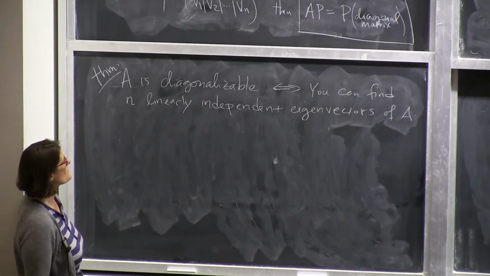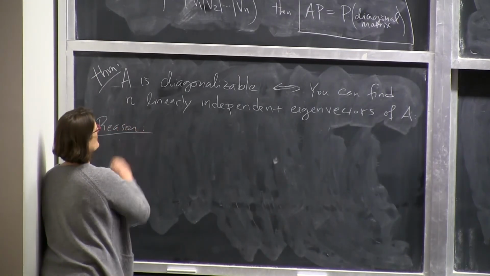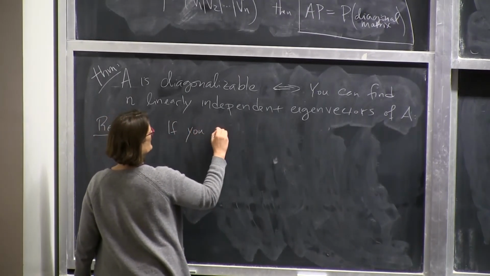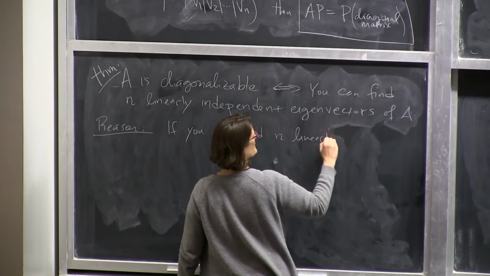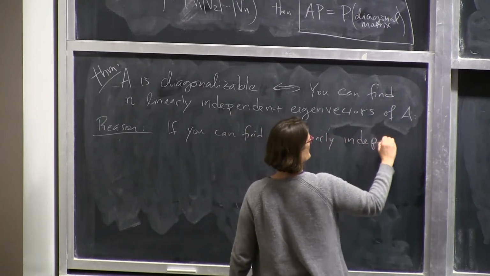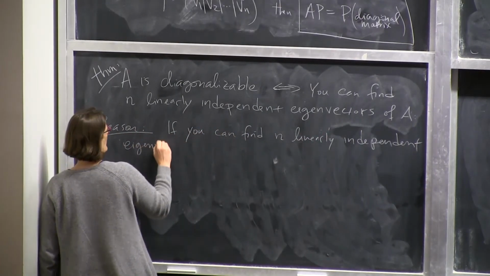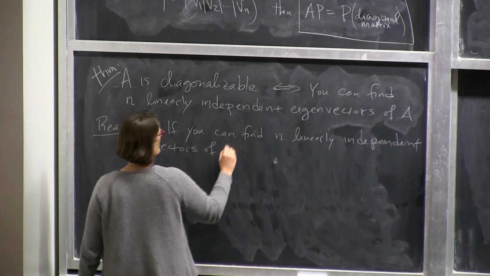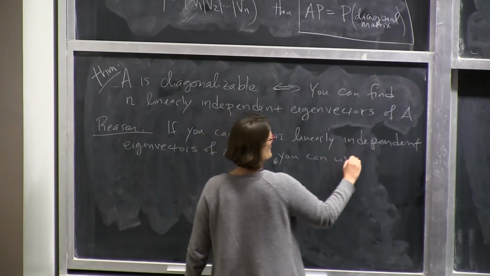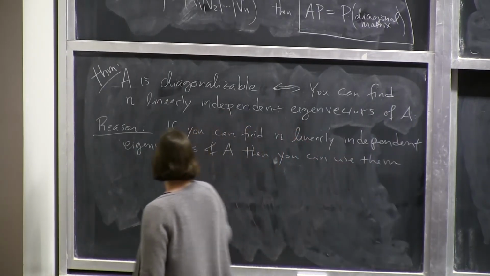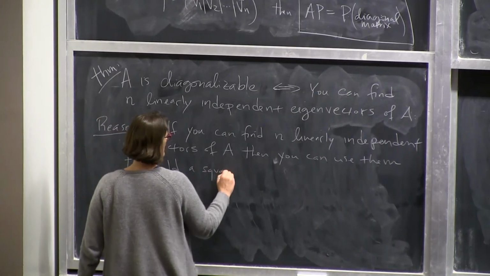And so the reason is, if you can find n linearly independent eigenvectors of A, then you can use them to build a square matrix P.